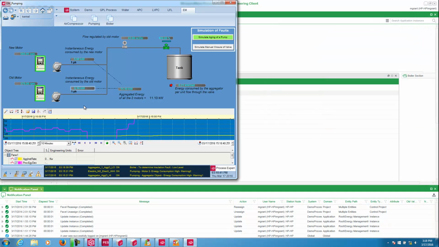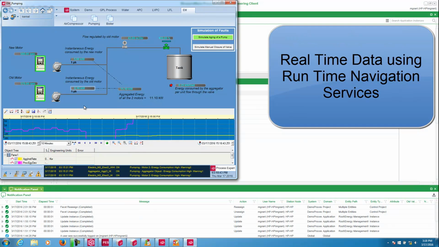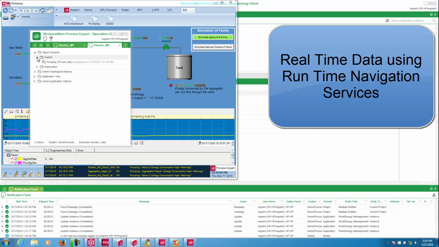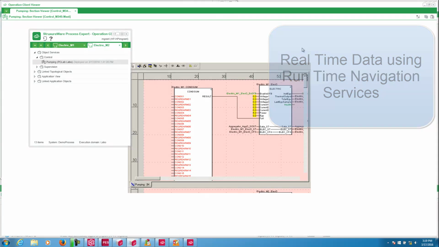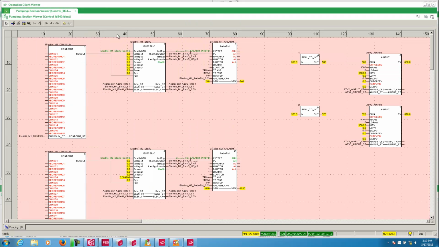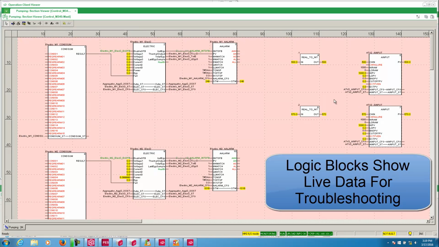Now let's take a look at the information that we're seeing in real time, and we've used runtime navigation services in other presentations. But again, what we do is we hover our cursor over this particular block. You'll see it lights up green, and we click on it. We're opening up the runtime area for this particular block, and we'll start to see real values coming in a moment. So what we see here again is the entire area of the pumping application.